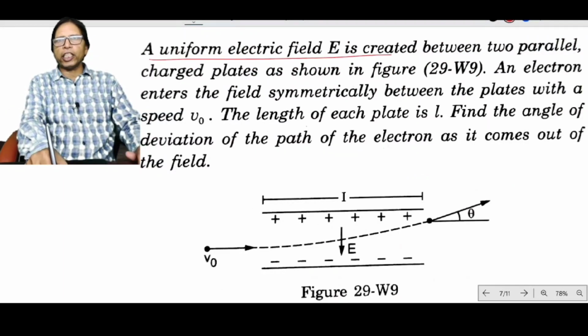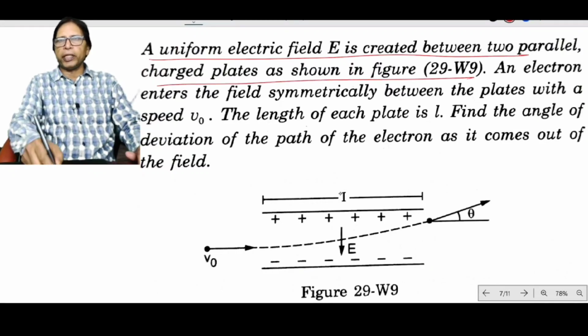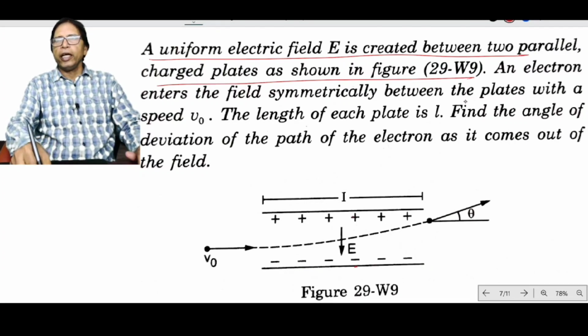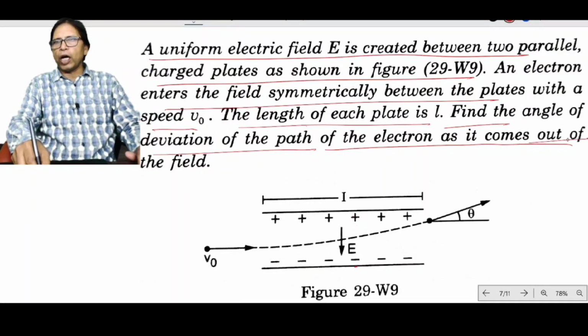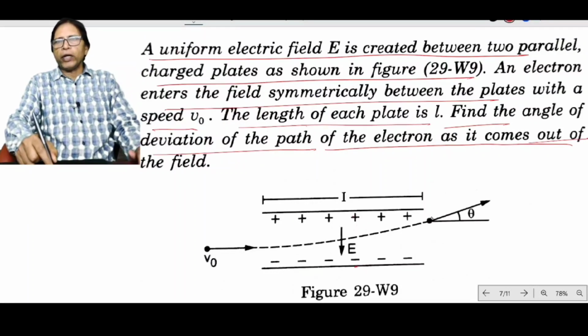A uniform electric field is created between two parallel charged plates as shown in the figure. This is the positive charge and this is the negative charge. An electron enters the field symmetrically between the two plates with speed v0. The length of each plate is L, and we find the angle of deviation of the path of the electron as it comes out from the field.